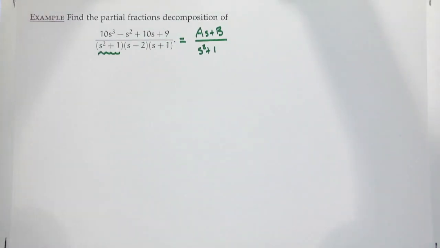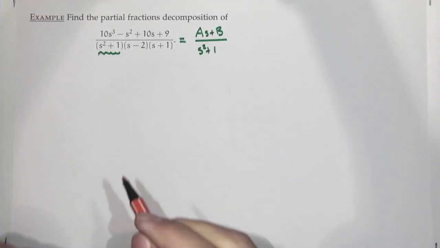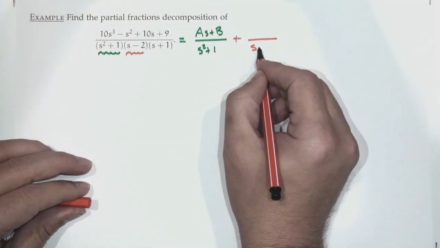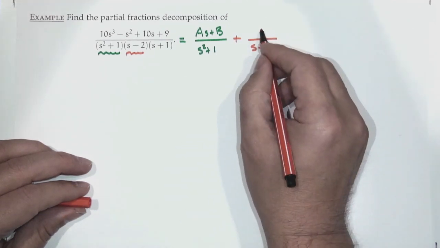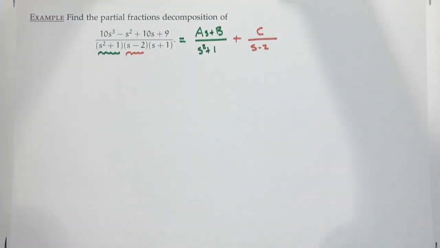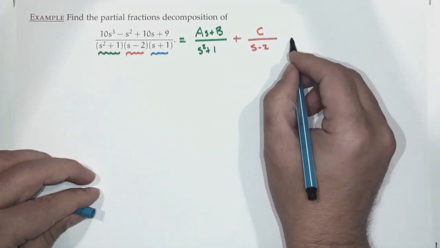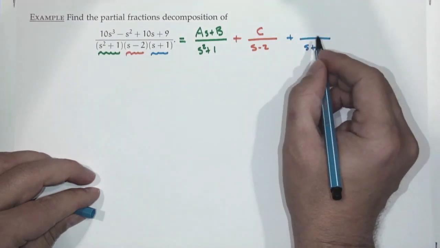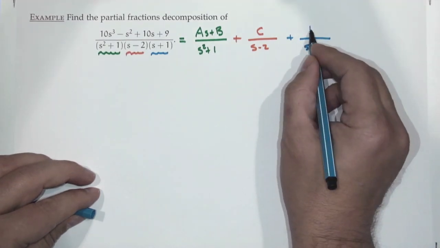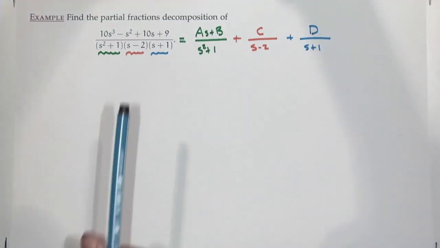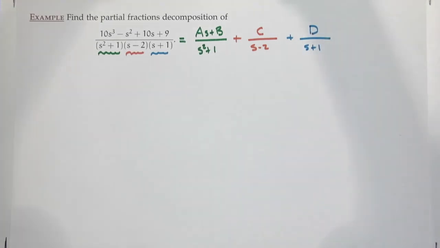And now I keep moving my way across. Say, okay, there's an s minus 2 here. So I'm going to have an s minus 2. And what will be upstairs? Indeed, some constant c. And I keep going, and I say, okay, there's an s plus 1. So I'm going to have something over s plus 1. What goes up above it? D. And there we go. So there is some choice of A, B, C, D where this is true. And now our goal is to figure out what is the right choice for A, B, C, and D.